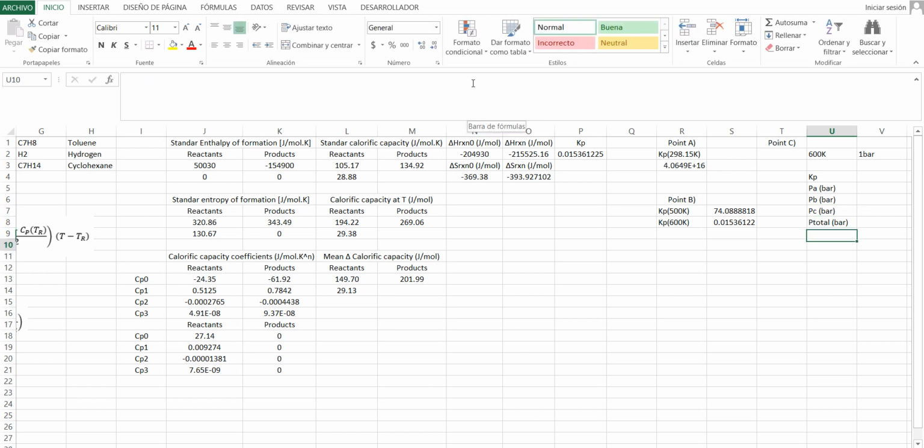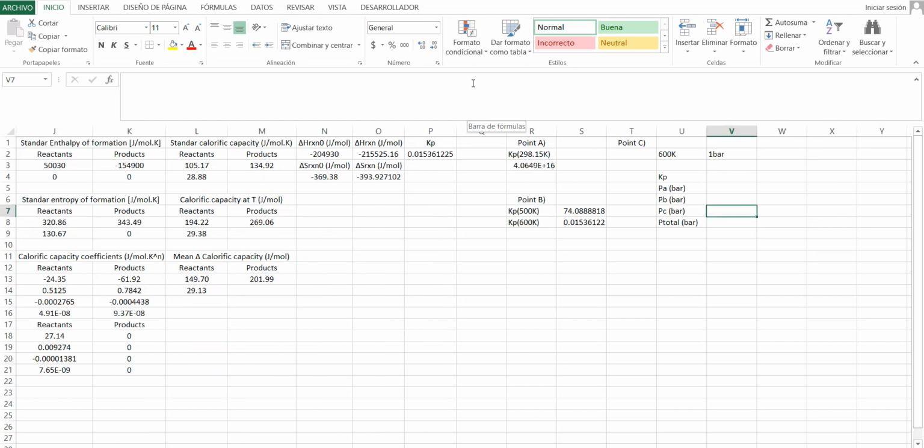Well, the Kp at 600 Kelvin we calculated from before. It's just this value, 0.15. And the problem says that we need to calculate these 3 partial pressures at P total, that would be 1 bar. So yes, here are the conditions that we need to meet. First of all, what we are going to do is vary the partial pressure of toluene. Let's say it's 1 bar, just to begin with the initial guess.